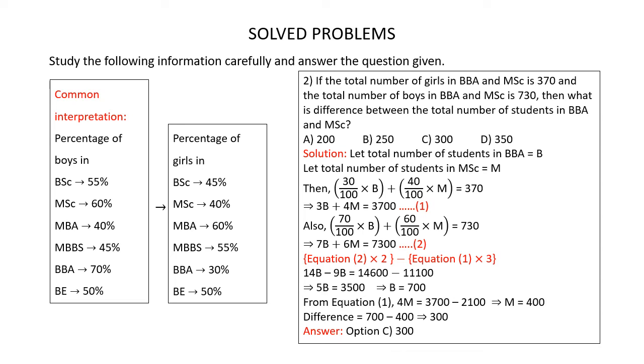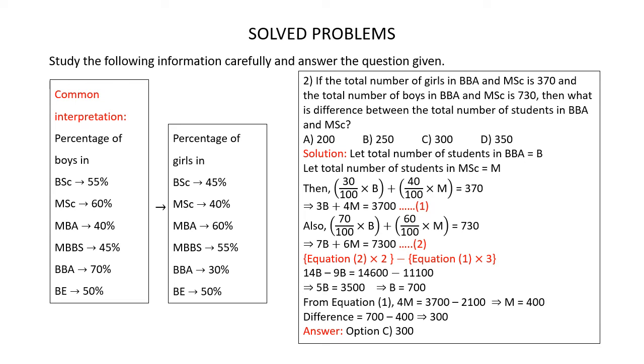Now it's given that the total number of boys in BBA and MSc is 730. From this information in common interpretation, we know that the percentage of boys in BBA is 70% and percentage of boys in MSc is 60%. So 70% of B plus 60% of M is equal to 730. On simplification of this equation, we get 7B plus 6M, which is equal to 7300. Now this is equation 1 and this is equation 2.